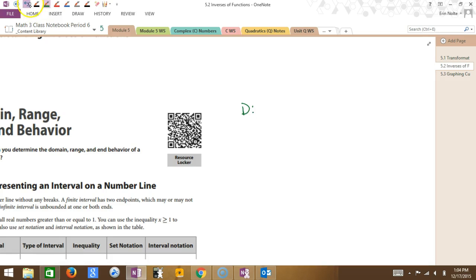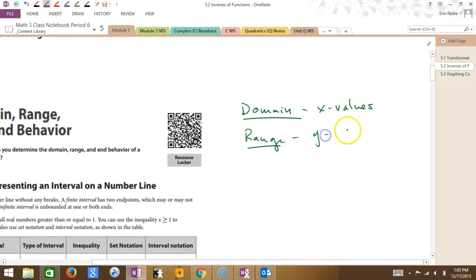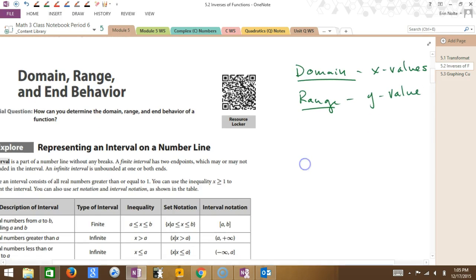So domain, sorry I just wrote a D, let's write domain. Does anybody know what the domain values are? Nobody, okay. Domain is just all of the x values. So the range would be the y values. All it is is a list of all of the x values and a list of all of the y values. So in order for you to make a list, you need to do it mathematically correct.